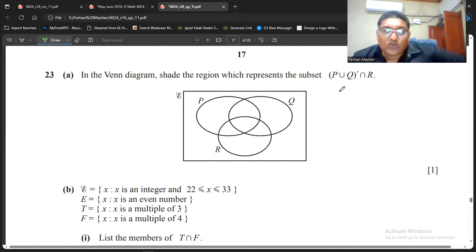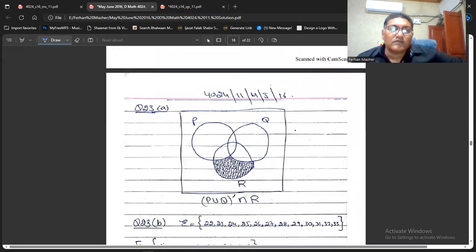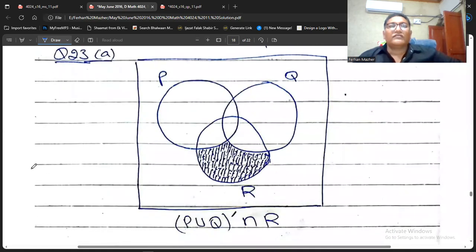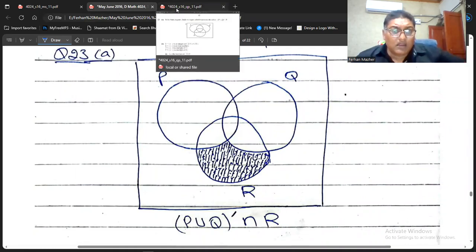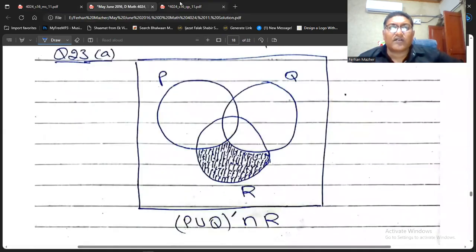So you have to remain outside the P union Q. This is P, this is Q. You have to remain outside both of these circles. And then out of these circles, you have to shade the area which is common with the R. So this is that area. Okay. So this is the area which is outside the P and Q and common with the R. Let me show you the marking scheme. Yeah, here we go. Our answers are right.